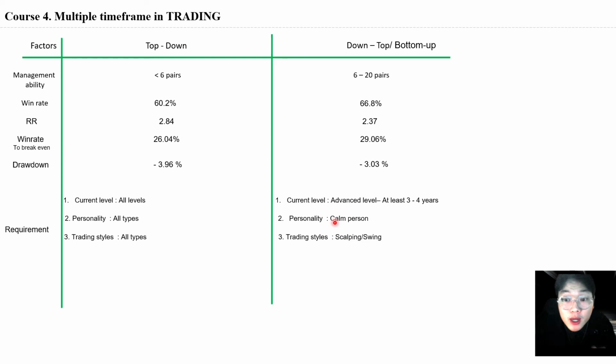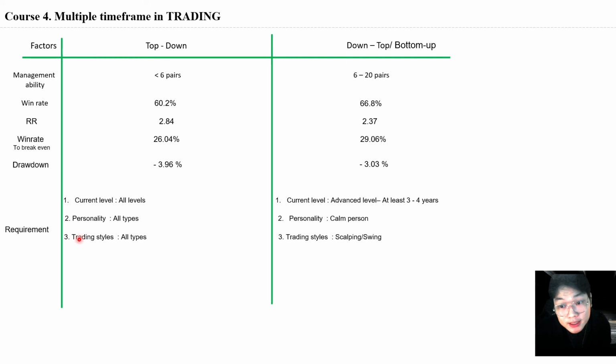Therefore, if you are a greedy person, it means that you can enter with a lot of currency pairs because you are not a calm person in the market. Therefore, you can lose a lot of money at a single time. Therefore, you need to be a calm person to manage a trade. For personalities, for the top-down analysis, it's all types, even if you are hot-tempered or other types.